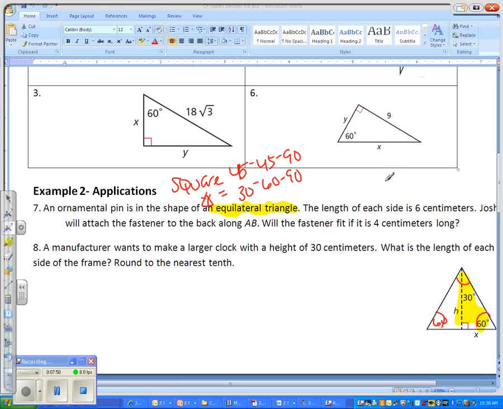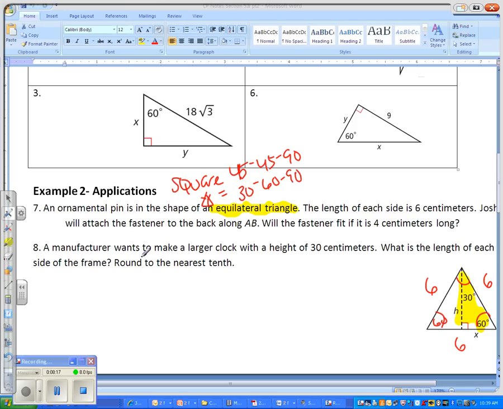Okay, so we have an equilateral triangle. It says the length of each side is 6 centimeters long. Josh is going to attach the fastener to the back along AB. Will the fastener fit if it is 4 centimeters long? So I'm going to guess that this is what he's talking about, because I don't have the picture here, but this is what he's trying to talk about. Will it fit 4 centimeters long?